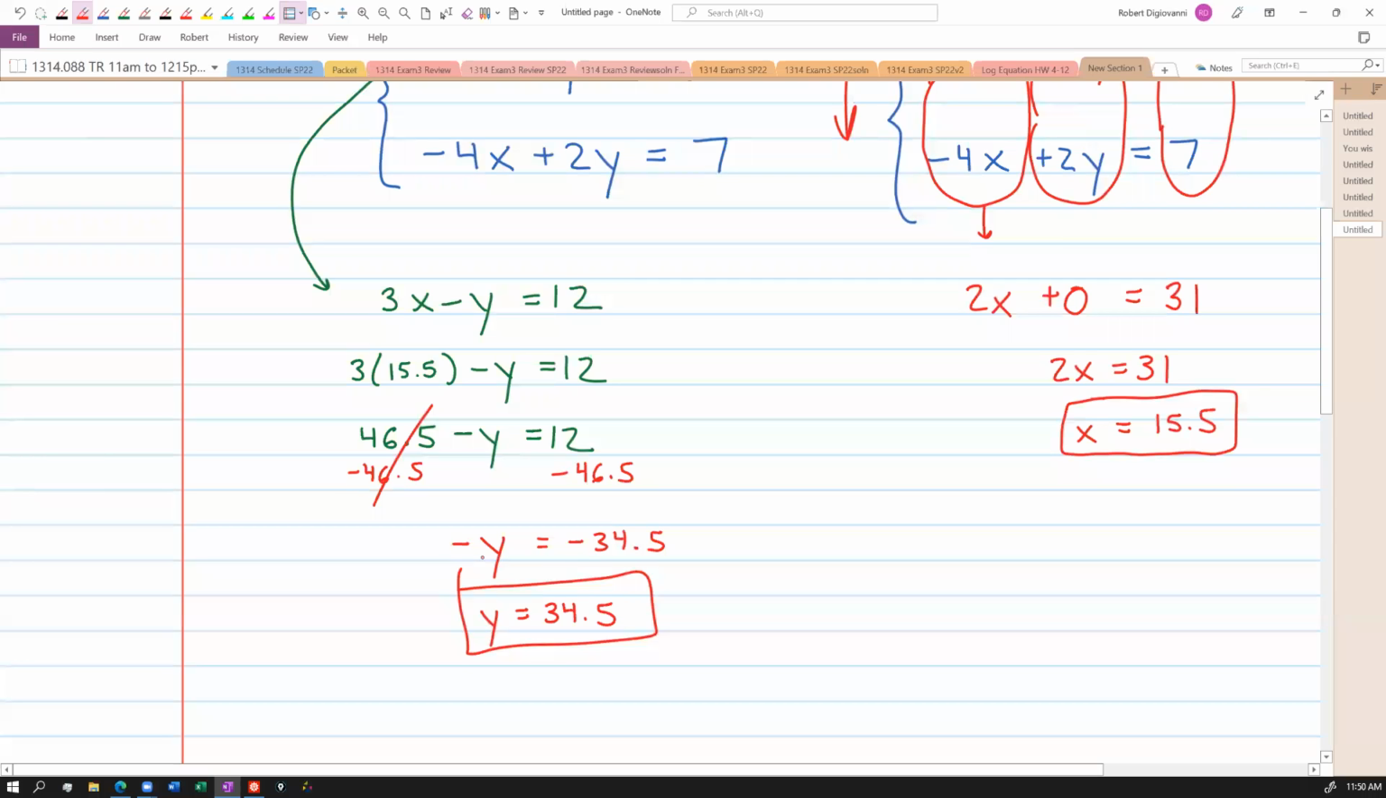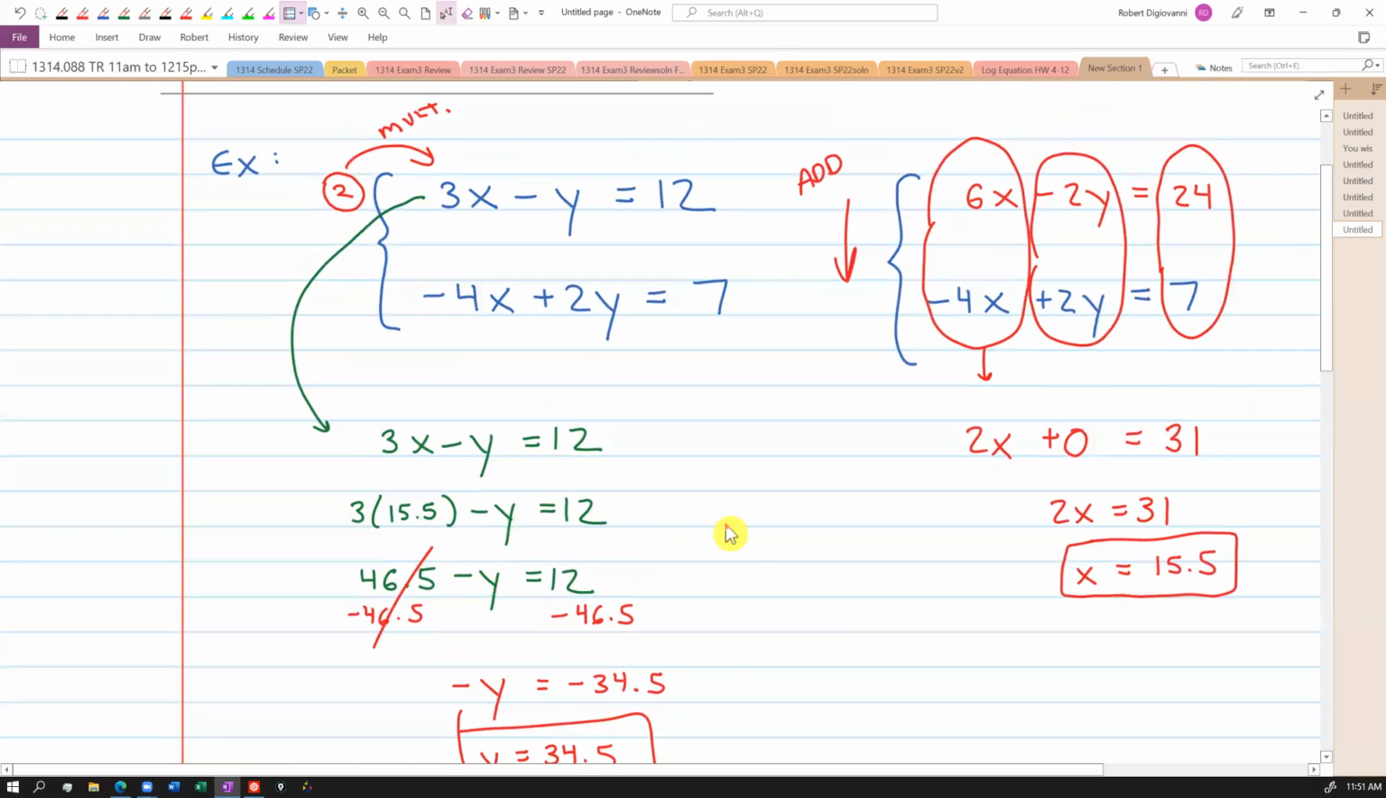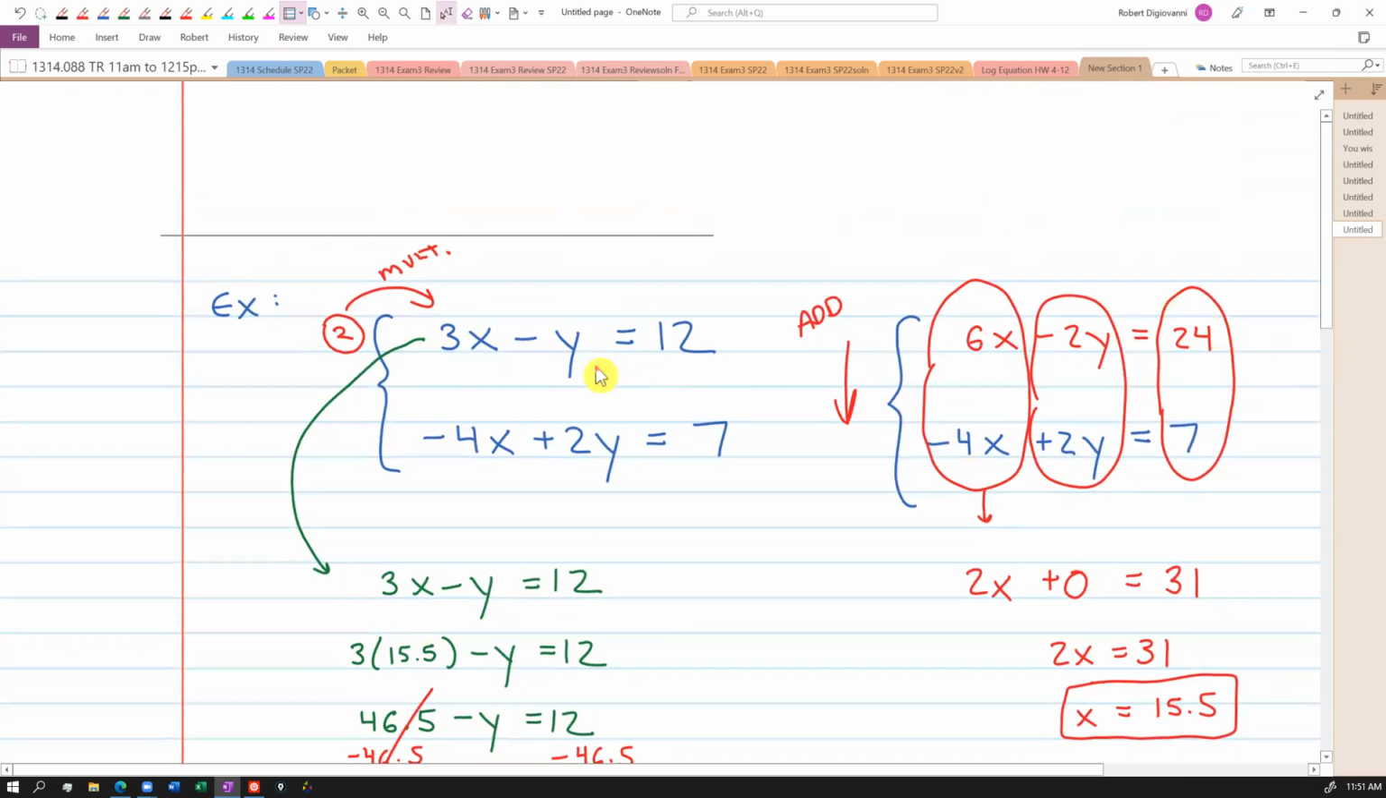You can use the new equation as well. What's really cool about elimination is you can't screw it up. Once you get your answer, you can plug that answer into any equation you see. So if you want to plug it in here, go for it. If you want to plug it in here, go for it. It should work. You should still get the same y no matter what.